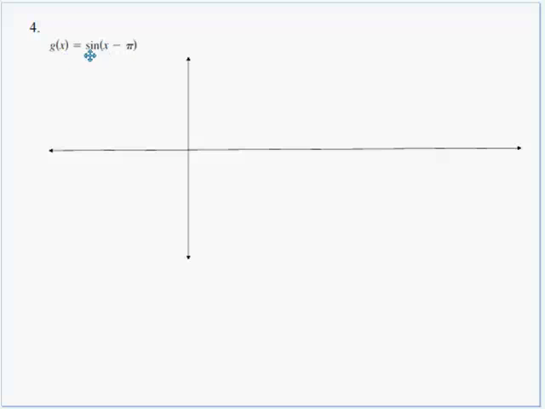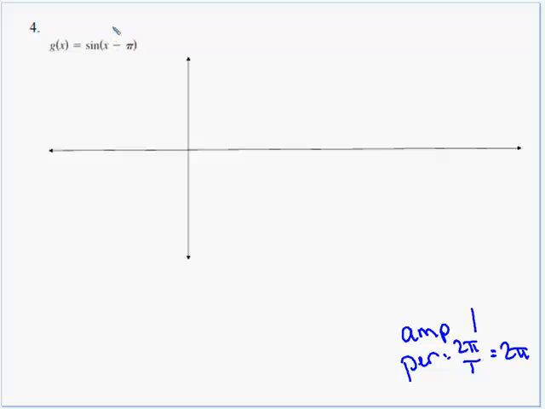Now, we have the sine of x minus pi, and that is all within the parentheses. So that's going to be a shift to the left or the right. So let's start with the amplitude. The amplitude is 1. The period is 2 pi divided by the number in front of x, and it's again a 1, so our period is 2 pi. But now we have this, x minus pi. That's going to change our starting point and our ending point and our intercept and all our peaks and valleys.